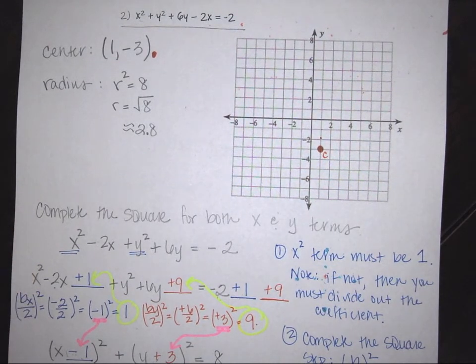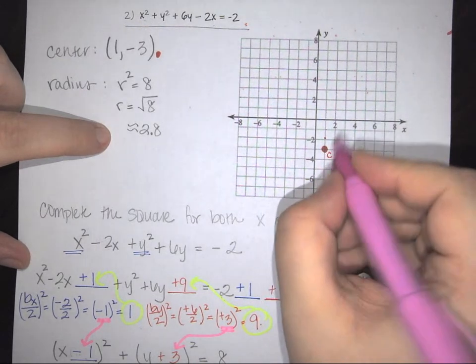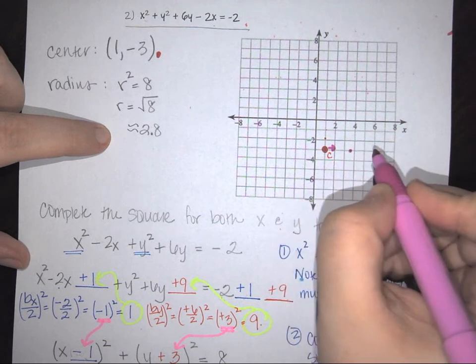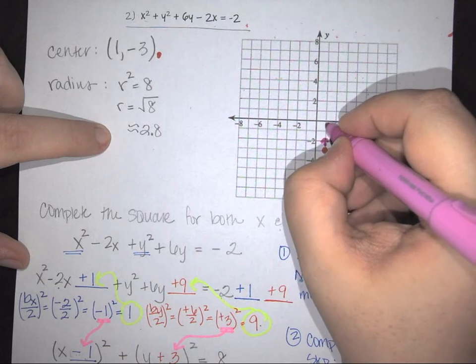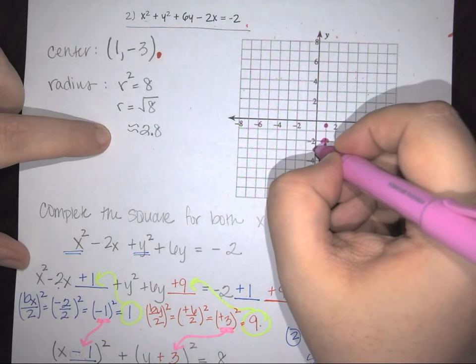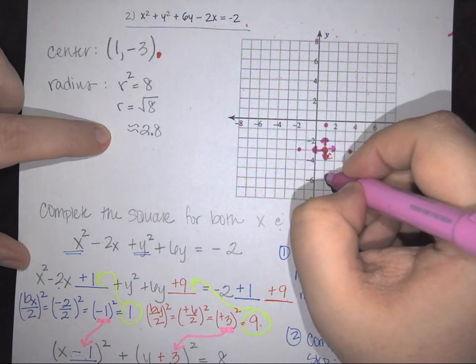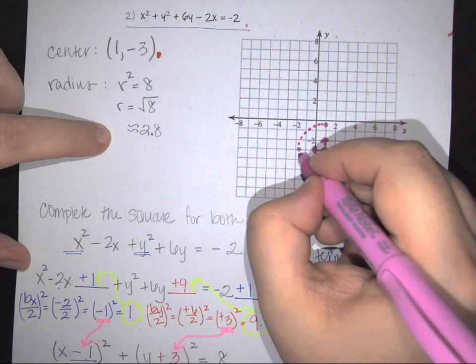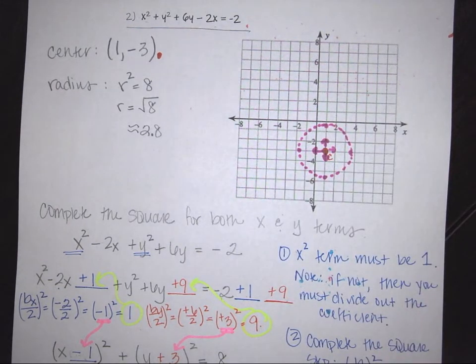And now I'm going to go a radius of just shy of 3 units. So I'm going to start at my center. I'm going to move to the right 1, 2, and most of the way. Then I'm going to move up 1, 2, and most of the way. I'm going to move to the left 1, 2, and most of the way. And then I'm going to move down 1, 2, and most of the way. And now I'm going to connect my circle, and there you have it.